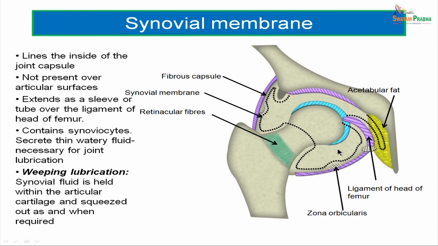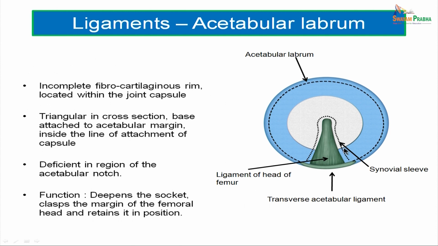The synovial membrane, if you see, also gives out a small sleeve which extends over the ligament of the head of the femur. So this is the inner lining of the capsule which is formed by the synovial membrane. The synovial membrane is giving out an extension along the ligament of the head of the femur, and the synovial membrane essentially contains synoviocytes which secrete a thin watery fluid called the synovial fluid, which is necessary for lubrication of the joint.